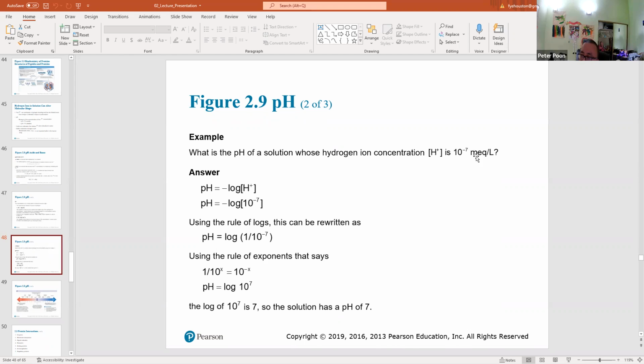So 10 to the 7th H plus is literally a pH of 7. You calculate all this out, and it's a pH of 7. I will not ask you guys to calculate pH values, but you do need to know what's acidic and what's basic, etc.